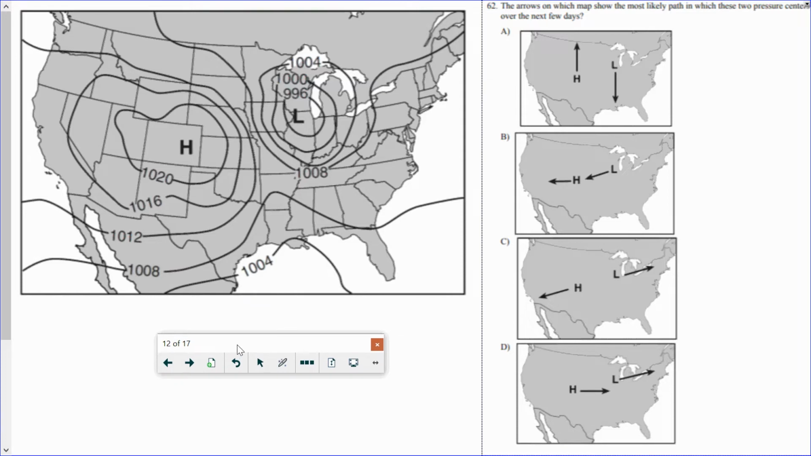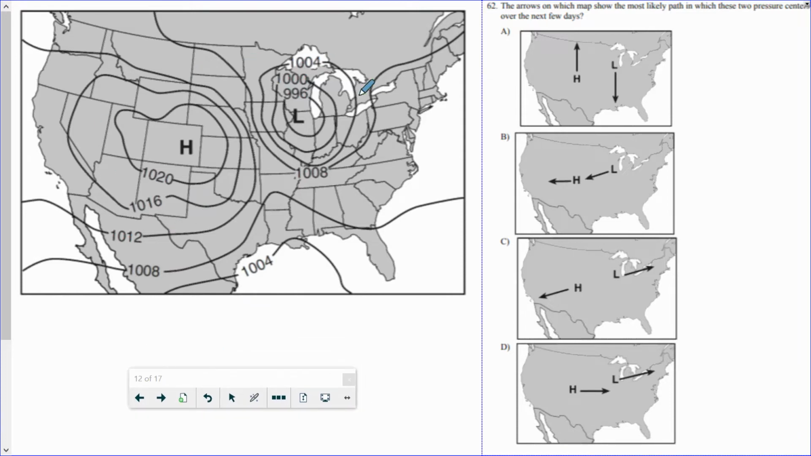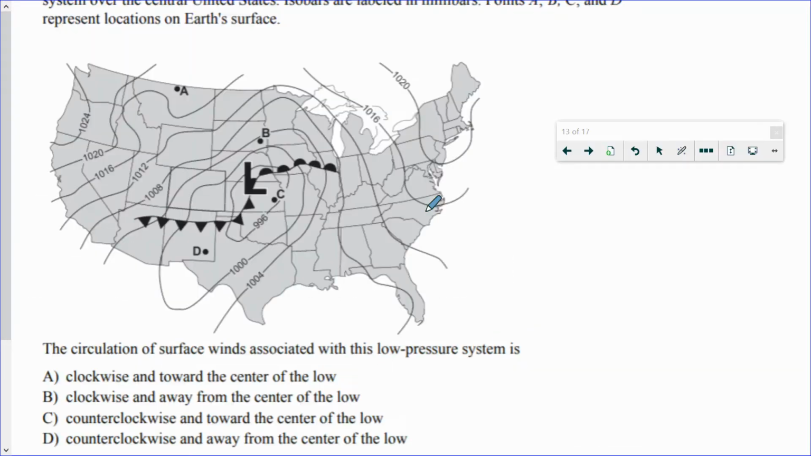Get this out of the way here. You can see this here, and it's basically asking you what way the two pressure systems are going to move. All weather kind of follows this jet stream in a general pattern like this. So the high and the low would be moving like D.